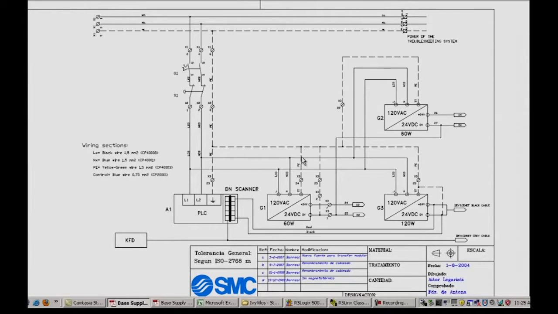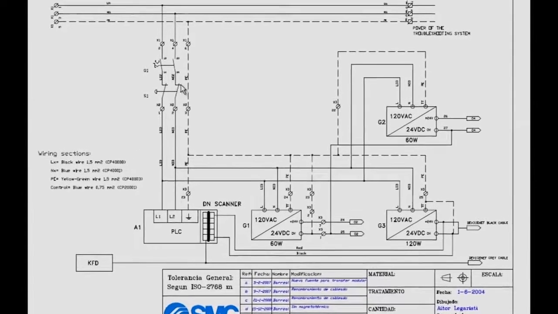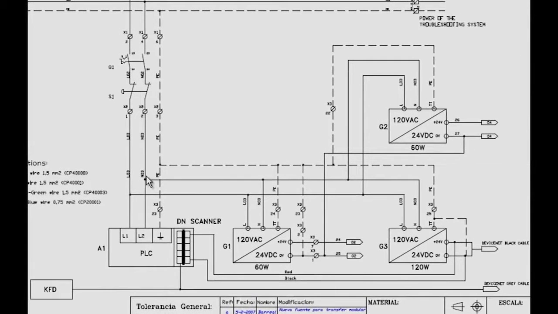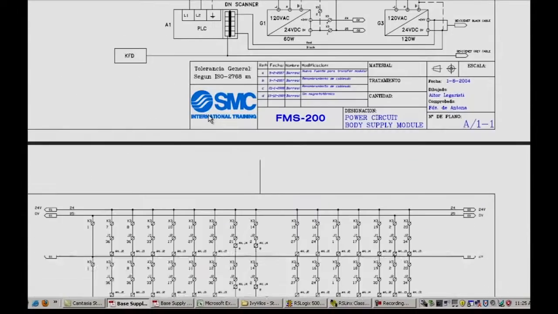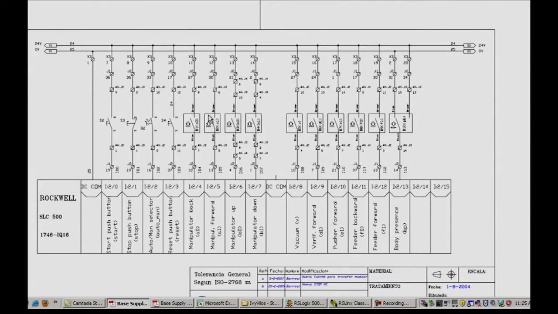So here is the first page of our schematics, and this is mainly the power supply, which doesn't really affect us too much for programming issues, except to know that the L1 and L2 connections here are being controlled by on-off buttons. So the next page is really important here. This is our input page.